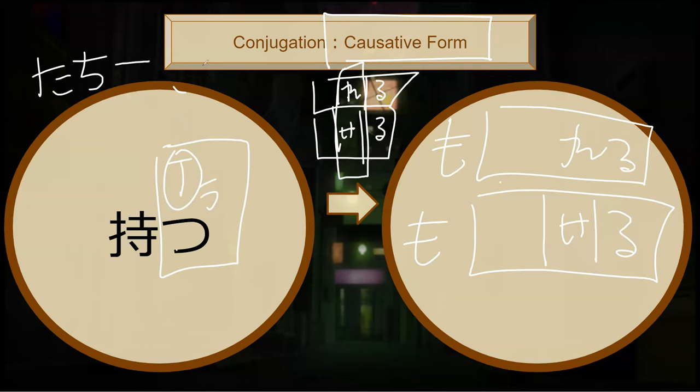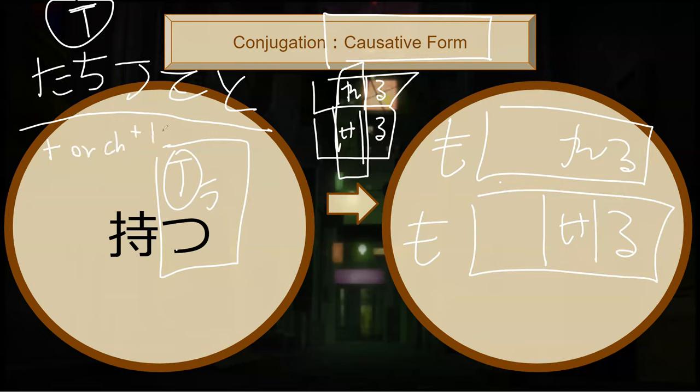Ta ti tu te to. These all start with the phoneme t. The allophones of t can be a hard t or a ch or a ts. These are all ways t is pronounced in Japanese.